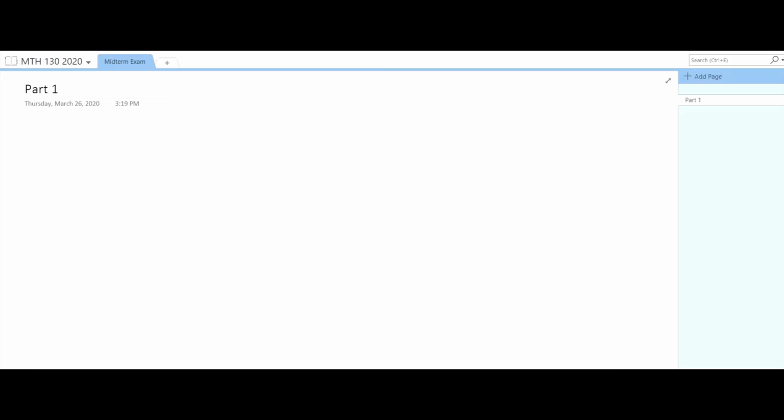Okay, here we are in OneNote on our class notes page. And I've called this page part 1 because we might have two parts to this. And what I'm going to do is review for the midterm exam. So the first thing we're going to discuss is solving and simplifying fractions.